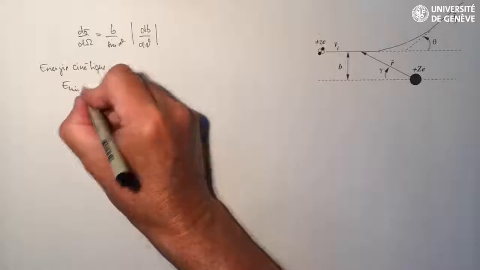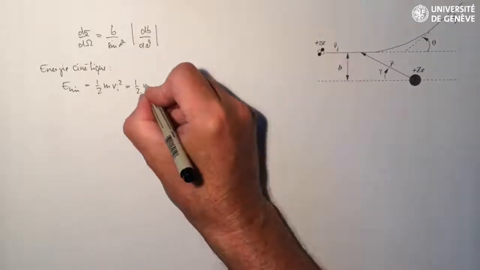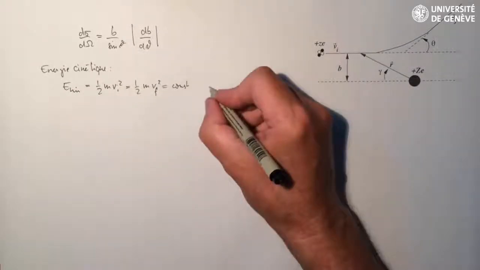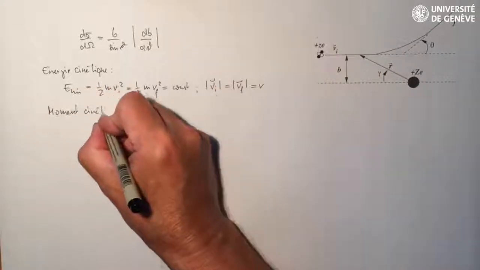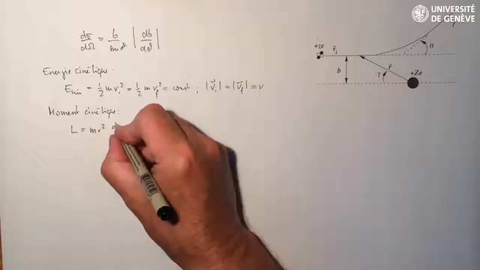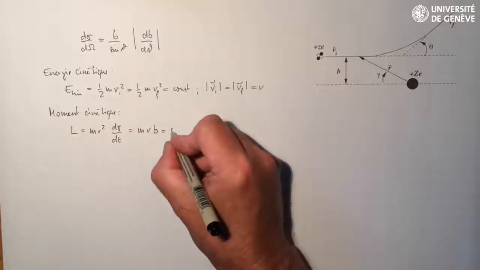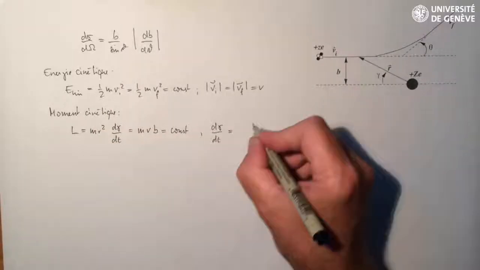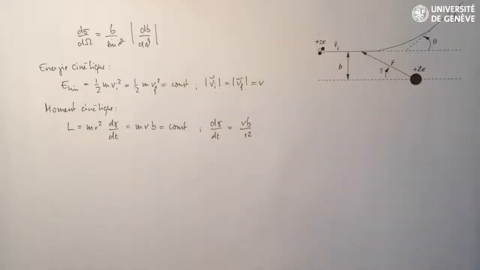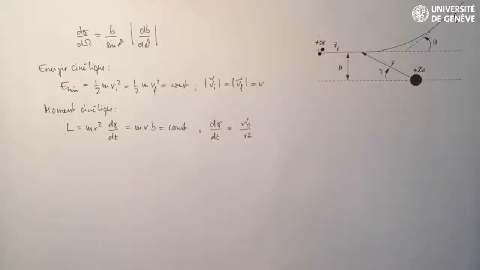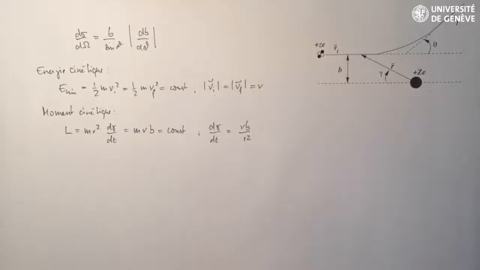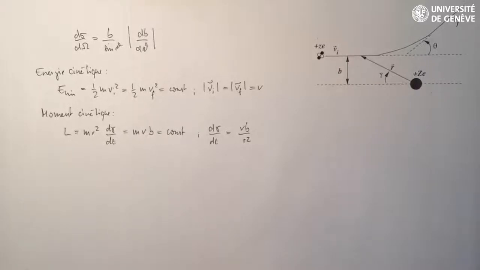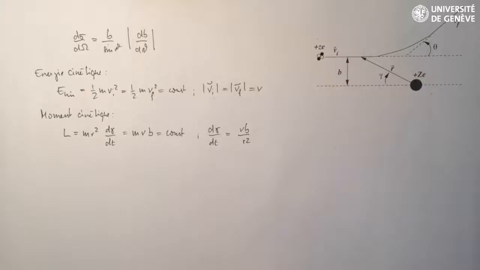First, we use the fact that the kinetic energy is conserved and that, as there is no recoil of the target, the initial and the final projectile velocities are the same. In the same way, the angular momentum will be conserved, which tells us that mvb is a constant. This means that d gamma dt can be expressed in terms of the initial velocity of the projectile, the impact parameter, and the distance squared between projectile and target.